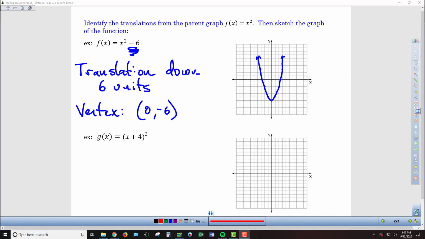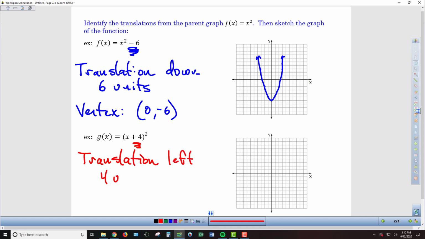On the second example, we see a plus 4 on this one, but that's happening inside of the parentheses before the squaring takes place. And so, again, because this is happening inside of the function, it's affecting the input rather than the output, and so as a result, it's going to move the graph in the horizontal direction. And just like it was with the absolute value functions, it's going to be a translation in the opposite direction that we would normally expect. So plus 4, positive we normally think to the right, but instead that's going to be to the left. So it's going to be a translation left 4 units.